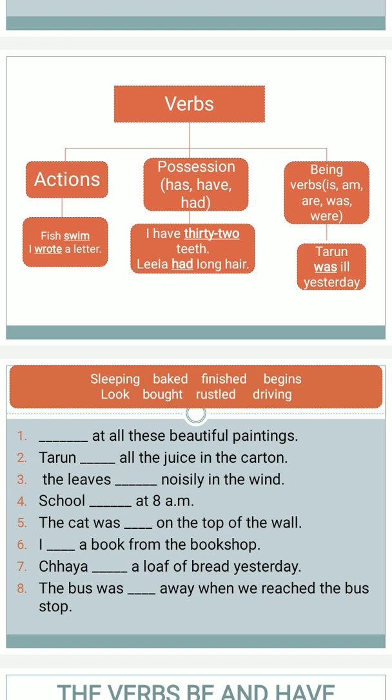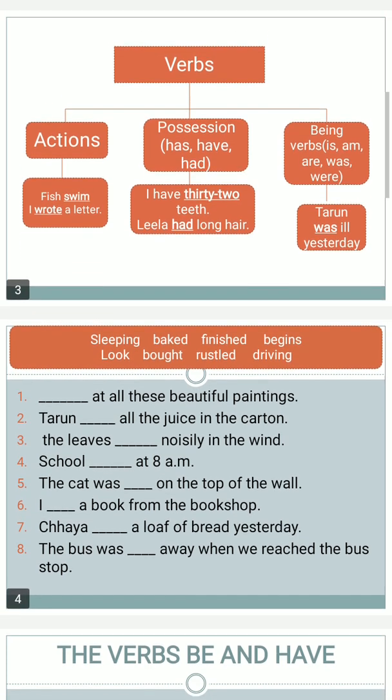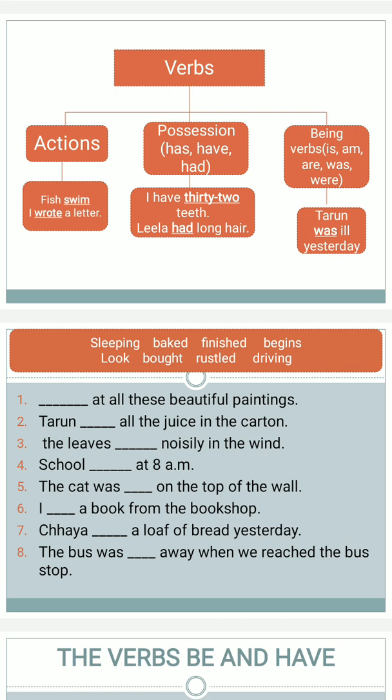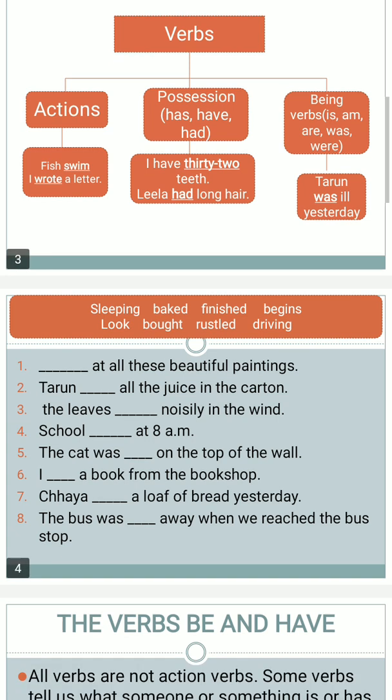The second one is possession, which means what the subject is having, what a person or a thing is having. It is represented by has, have, and had. I have 32 teeth. These 32 teeth are mine, so this is my possession. Leela had long hair. We are telling about a girl whose name was Leela and she had long hair. Her hair was long, so it is her possession. Had is the possession verb.